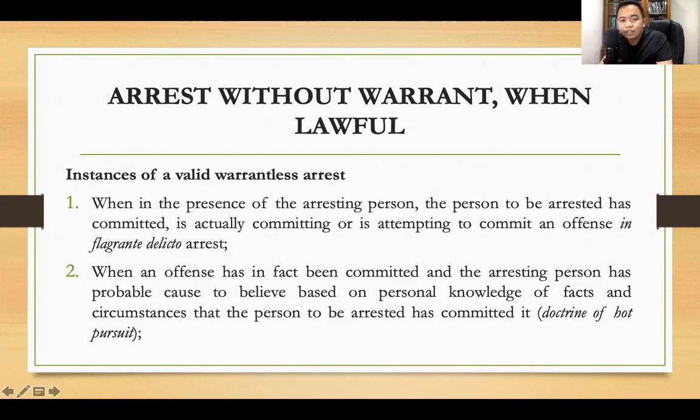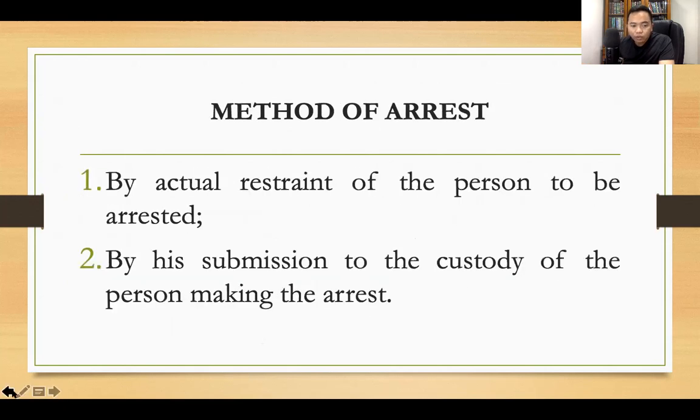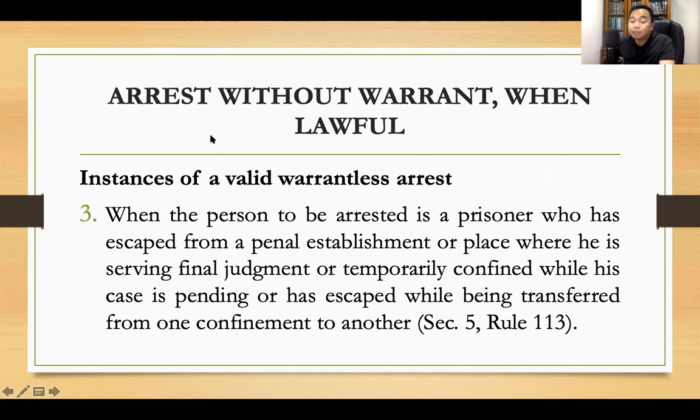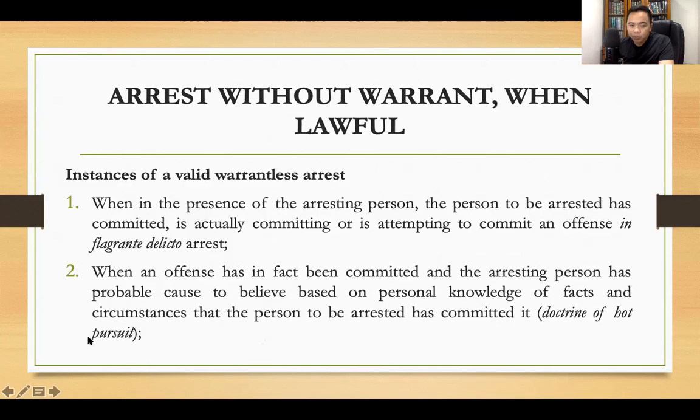Now, what are the instances of a valid warrantless arrest? Class, you have to memorize all of these enumerations. All of this. Please memorize. These are the instances of a valid warrantless arrest, Section 5, Rule 113. Please memorize. 1, 2, 3.